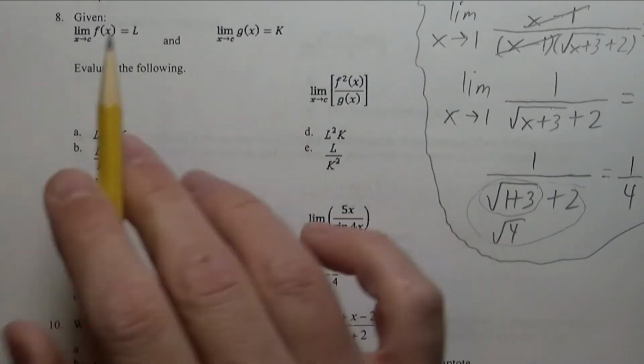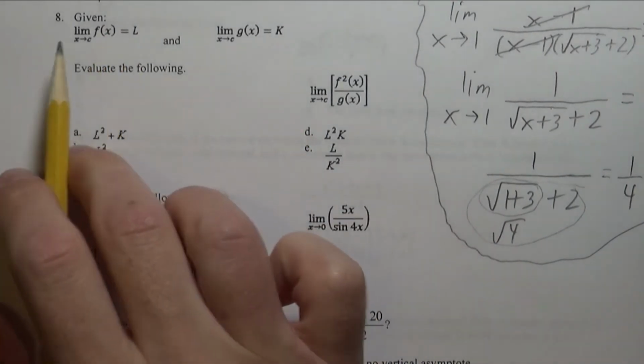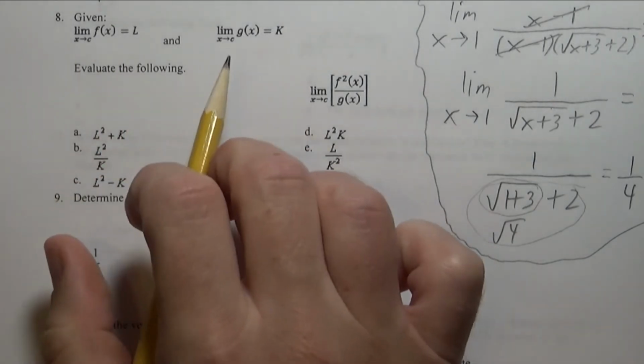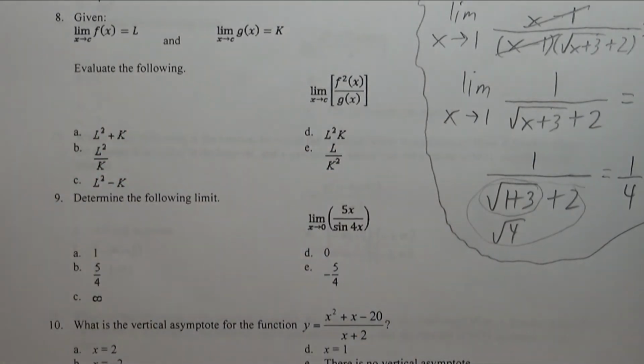Alright, this is very simple. We have an established trend. The y trend is as x gets close to c. This is a property of limits.